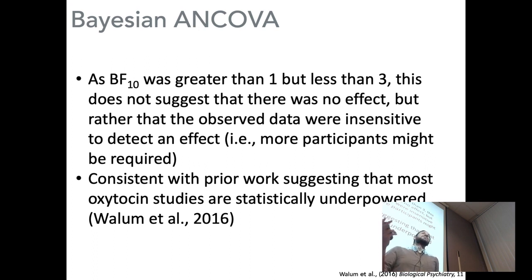These low Bayes factors are generally suggestive of insensitive data. And this is quite consistent with a lot of the older oxytocin research, which tended to be statistically underpowered. So the fact that this had a Bayes factor below 2, which is quite low, is consistent with this idea that we're just not powering our studies well enough.